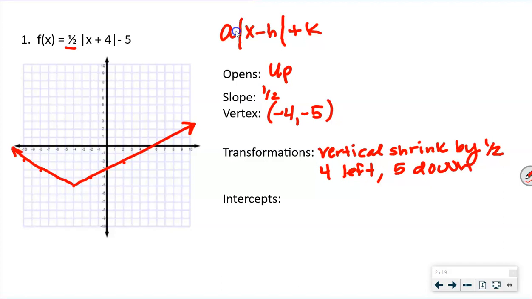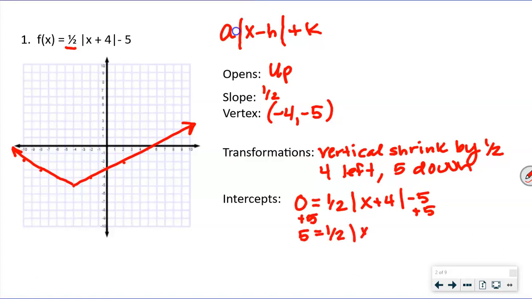Now, if you used your slope to do this over and over again, then you might be able to find your intercepts without solving for them, but I'm going to show you how to solve for them. So we put 0 for f of x or y, and then we solve for x. So we're doing 0 equals 1/2 absolute value of x plus 4, minus 5, right? So we're going to add 5 to both sides. So that's going to be 5 equals 1/2 absolute value of x plus 4.